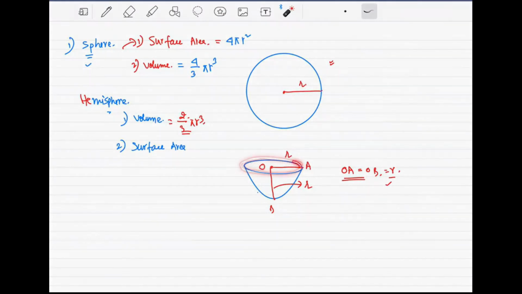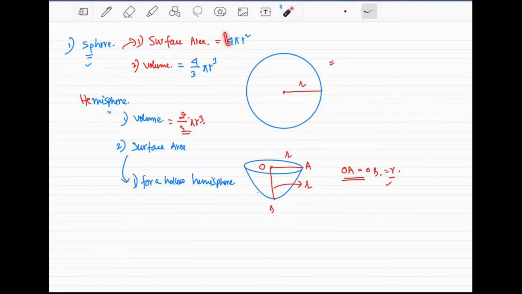What's the shape of this? This is shaped as a circle, right? So the surface area depends on whether the sphere is hollow or solid. So we have two cases here for surface area. For a hollow sphere, hollow hemisphere, we're talking about only half the sphere.